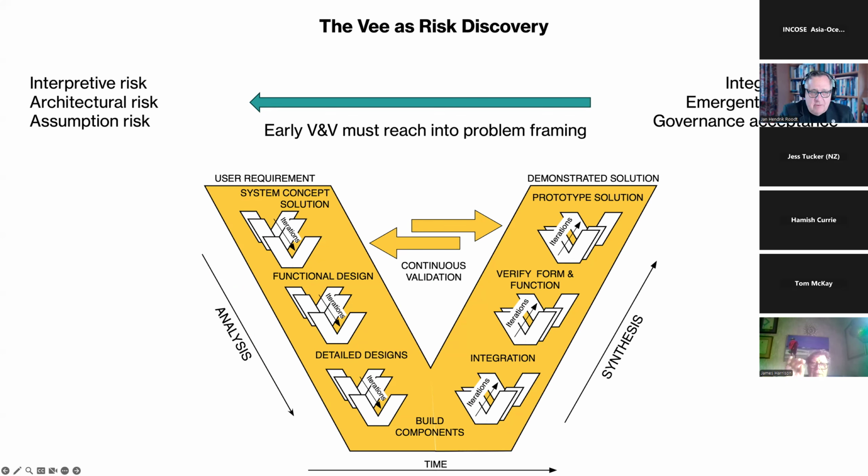So what I did now was I put just what we've said before on the left-hand side, and I said it's interpretive risk, architectural risk, and assumption risk on this side. And basically on the other side, we have the integration, emergent behavior, and governance. And so most risk is created on the left side and only discovered on the right-hand side. So the left side generates the interpretive risk.